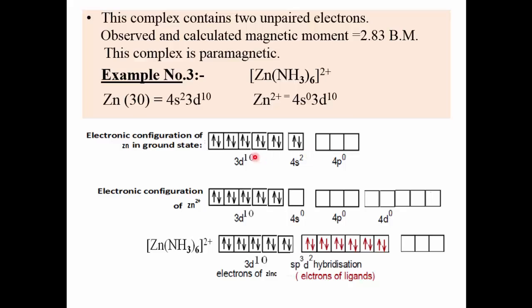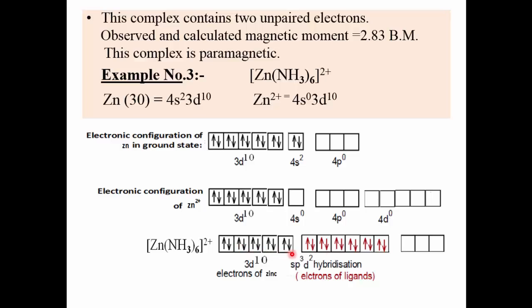This is the ground state: 3d contains 10 electrons, 4s contains 2 electrons. These 2 electrons are lost to form the Zn2+ ion. No electron is present in the 4s orbital. 3d contains 10 electrons. Now this s, this 3p and this 2d orbital from 4d combine together and undergo sp3d2 hybridization. So there is formation of 6 equivalent hybrid orbitals in which 6 ammonia molecules donate 6 electron pairs to form coordinate covalent bonds.